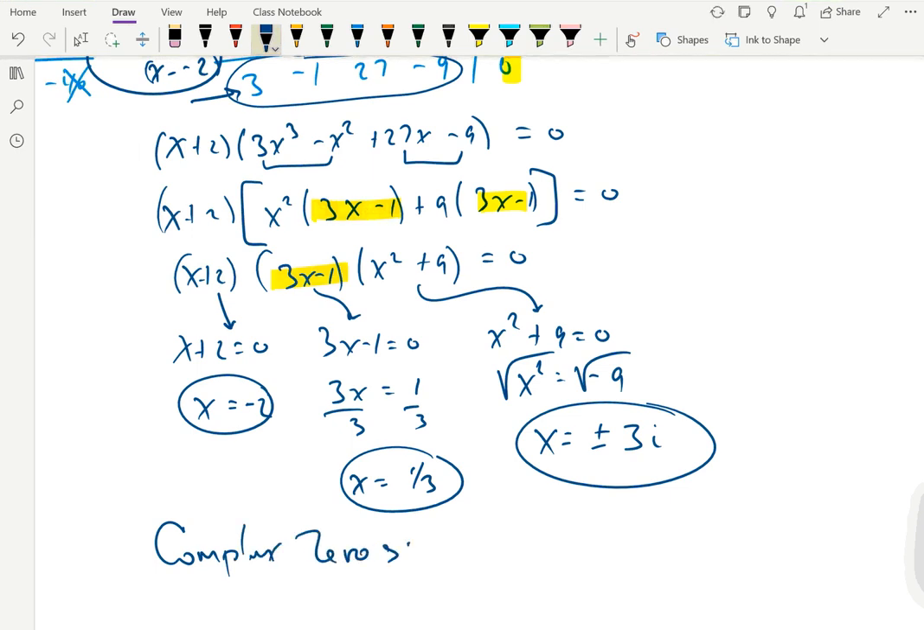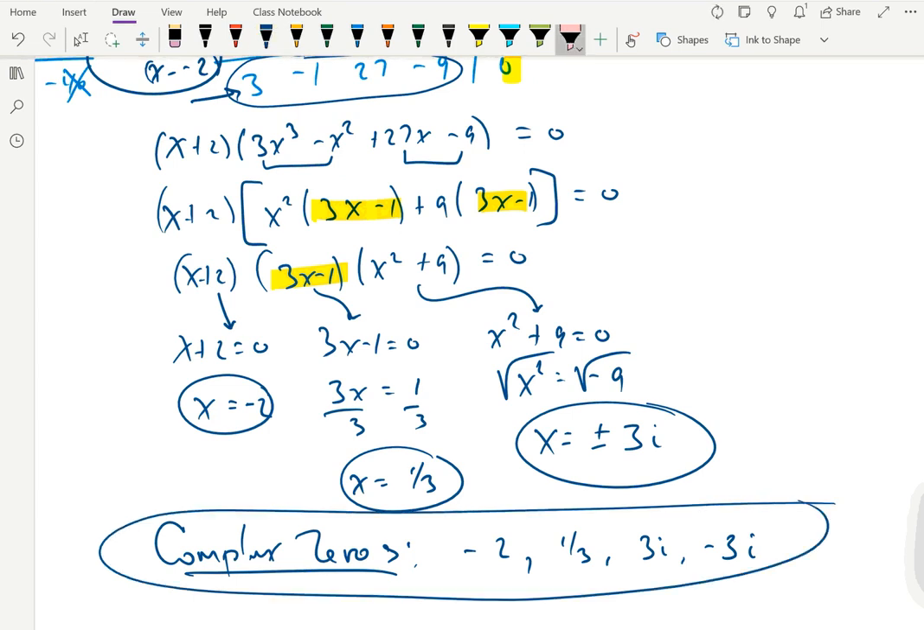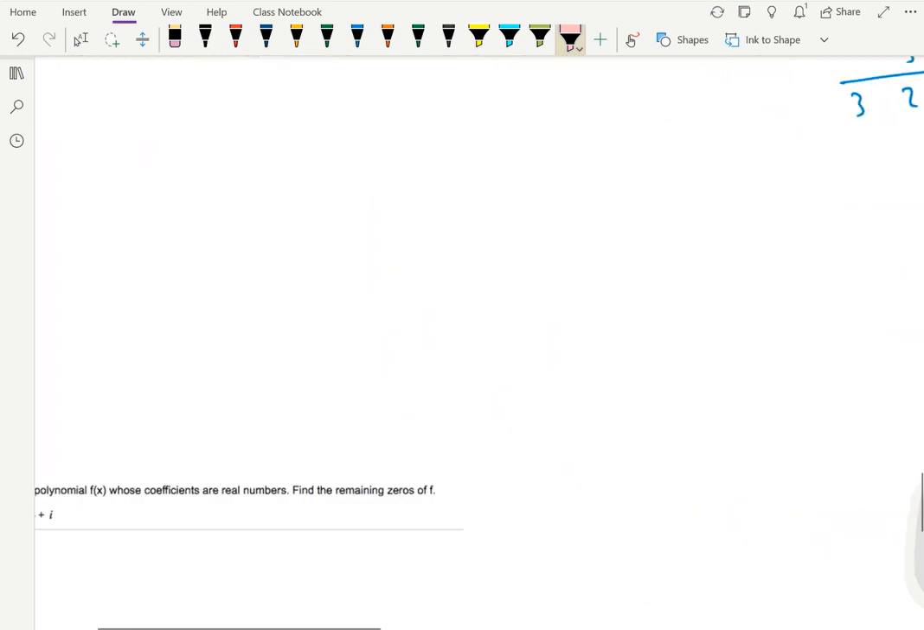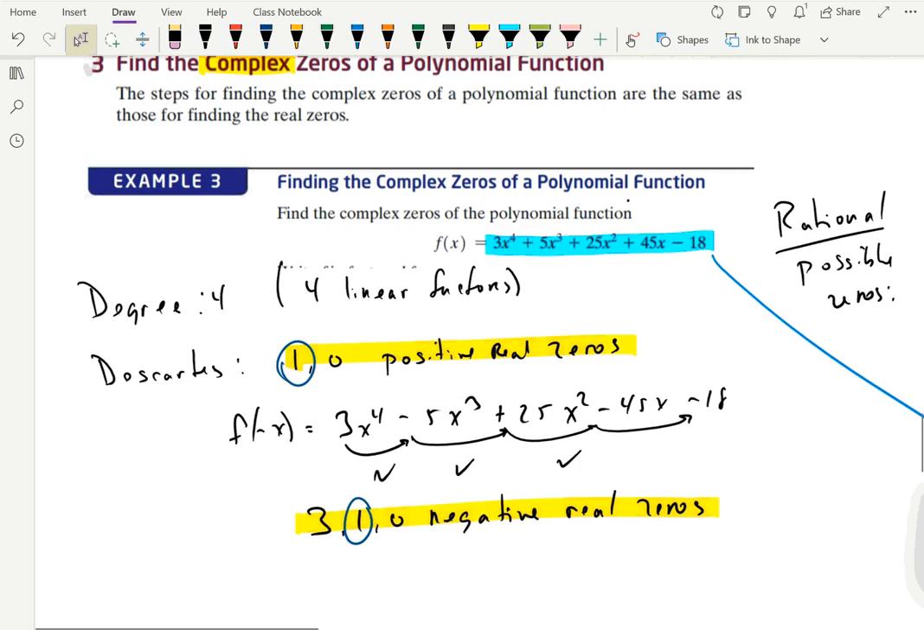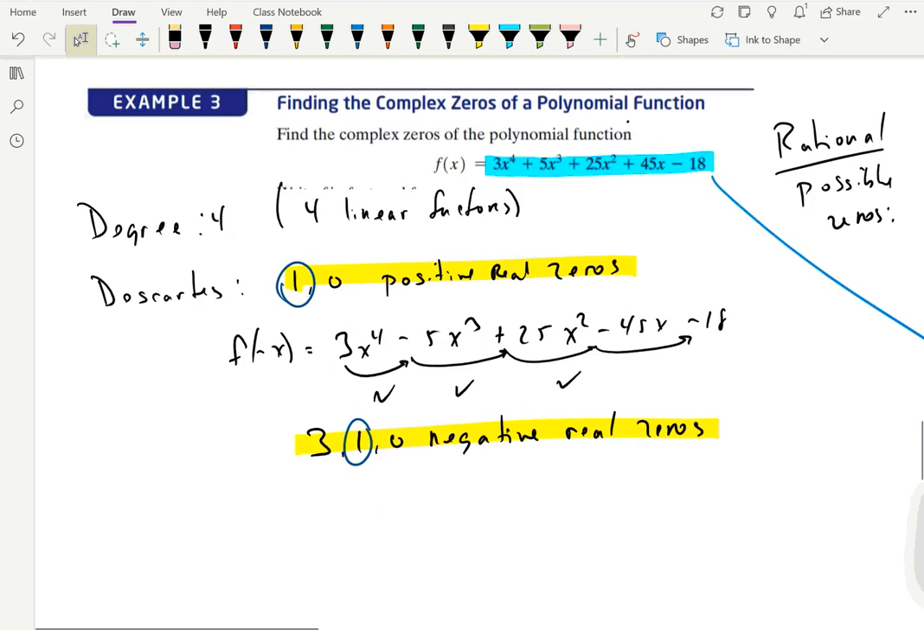That was the original set of directions, find the complex zeros. So our complex zeros are negative 2, 1/3, 3i, and negative 3i. This down here at the end is our answer to what that question was asking. Okay, so if we go back up to the top here, here was our original question, find the complex zeros. So we use some of the things that we had from our last section with Descartes' rule of signs, some of our other theorems, and then we figure out what our complex zeros are.